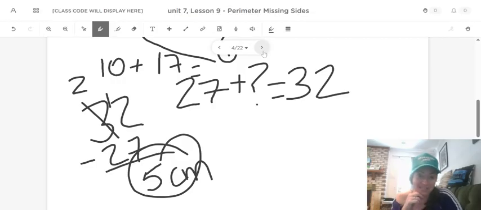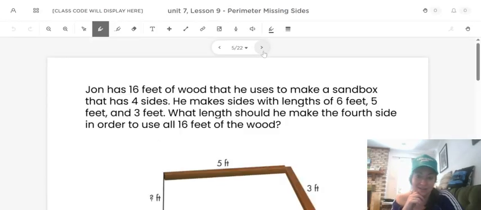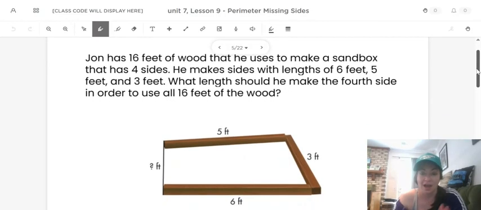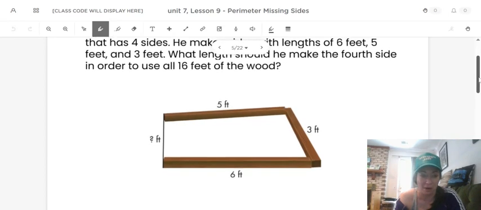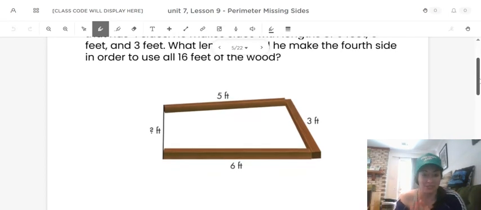All right, let's try another one. Okay, very similar here. See what you can figure out. It says John has 16 feet of wood that he uses to make a sandbox that has 4 sides. 1, 2, 3, 4. He makes sides with the lengths of 6 feet, 5 feet, and 3 feet. What length should he make the 4th side in order to use all 16 feet of the wood? All right. Take your time to solve it.